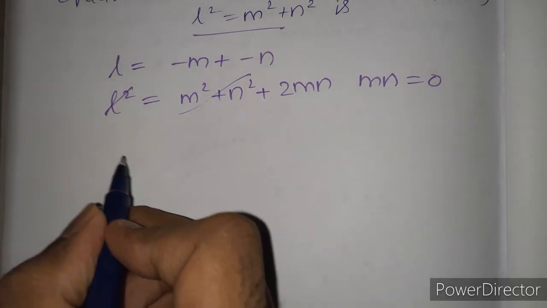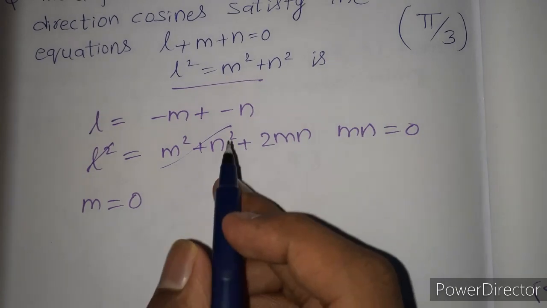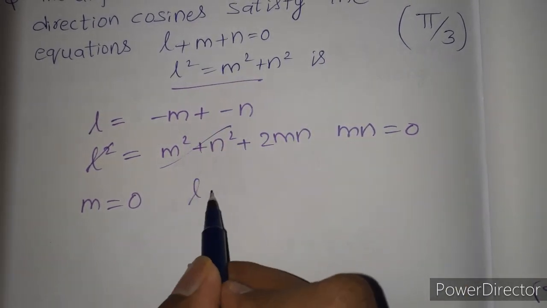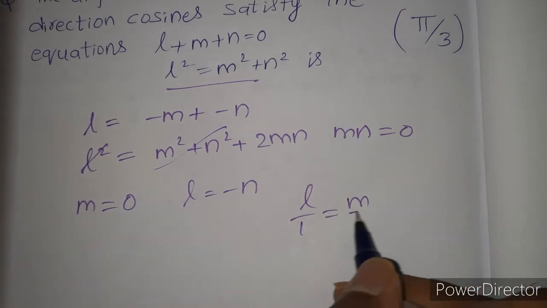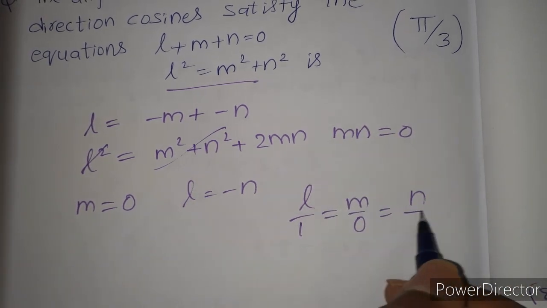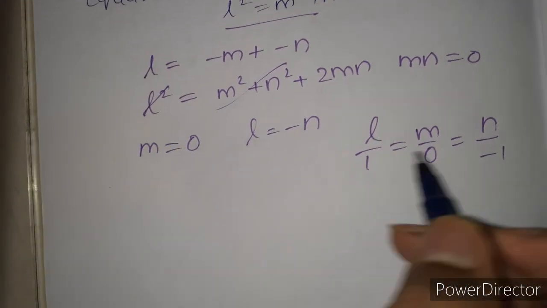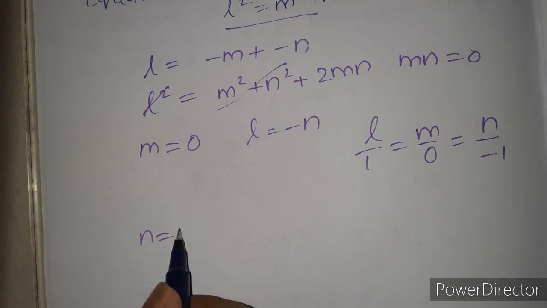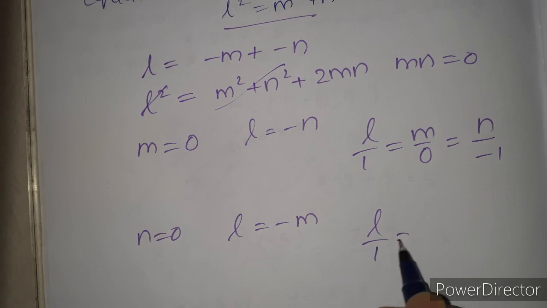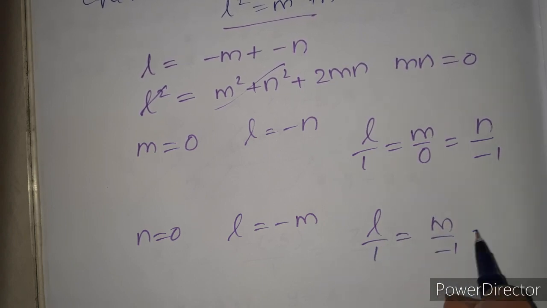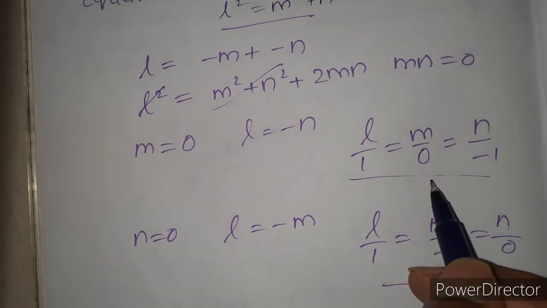Now our first case, if m is equal to 0, then we know that l plus m plus n equal to 0. m is 0, l is equal to minus n. So l by 1 is equal to m by 0 is equal to n by minus 1. It represents the equation of the first line. Or if n is equal to 0, then l is equal to minus m. Then l by 1 is equal to m by minus 1 is equal to n by 0. This represents the second line and this is the first line.